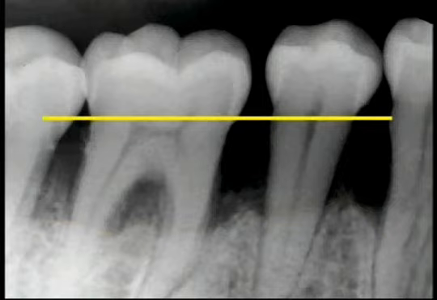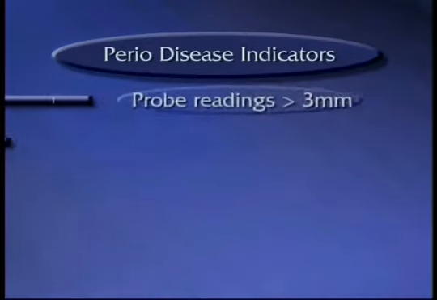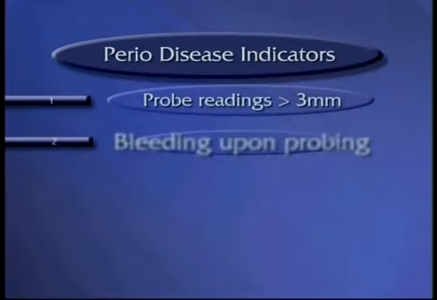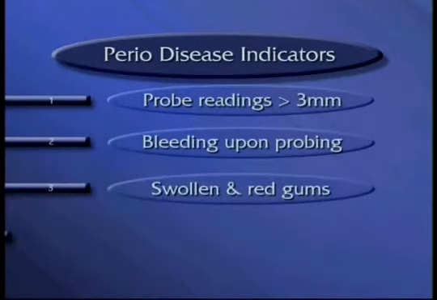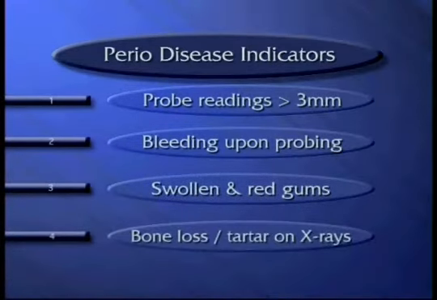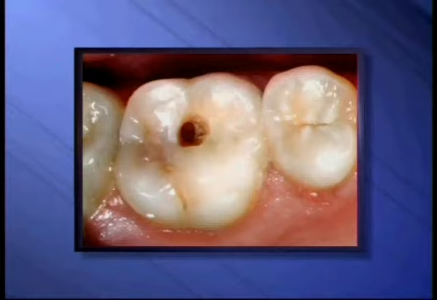So now you know how we diagnose periodontal disease: probe readings greater than 3 millimeters, bleeding upon probing, swollen and red gums, especially between the teeth, and bone loss or tartar on the X-rays. You also know what causes periodontal disease, the accumulation of plaque. Bacteria in plaque also produce acid. This acid destroys the enamel of your teeth and gives you cavities.